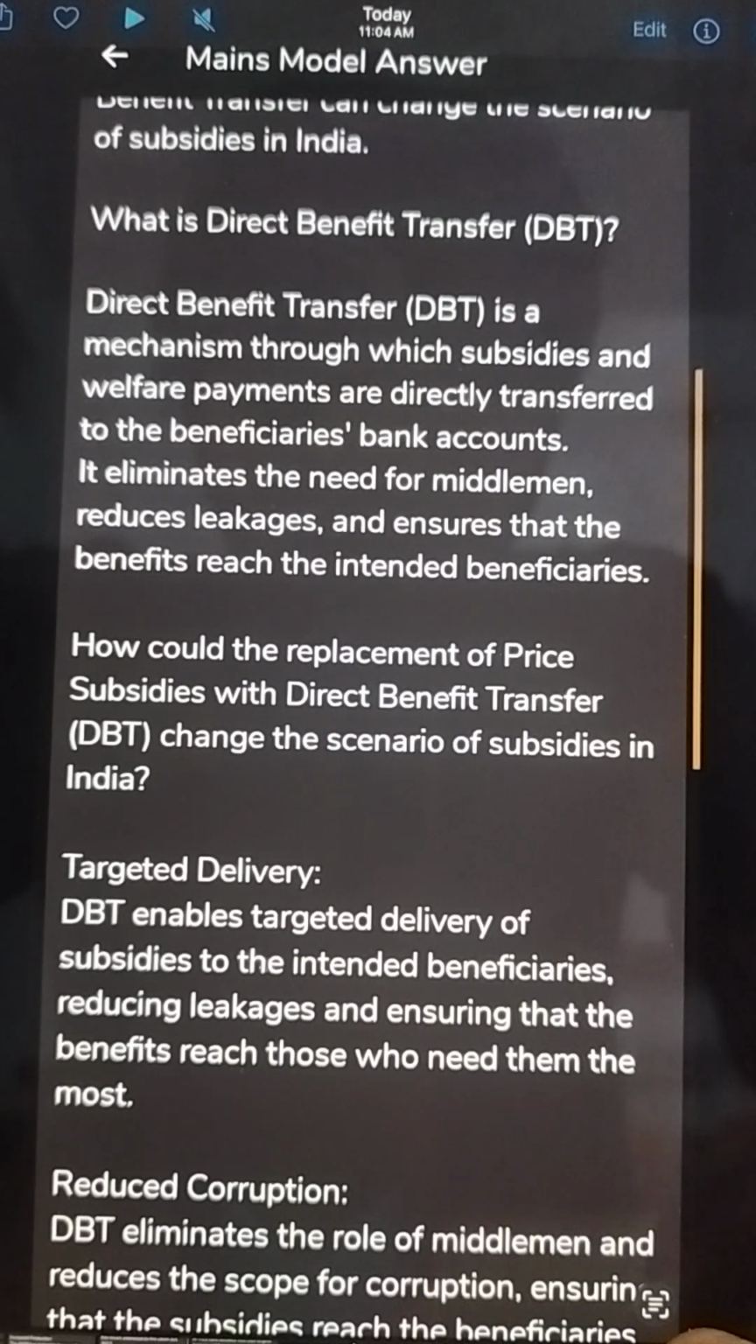First is targeted delivery. DBT enables targeted delivery of subsidies to the intended beneficiaries, reducing the leakages and ensuring that the benefits reach those who need them the most. Then comes reduced corruption.